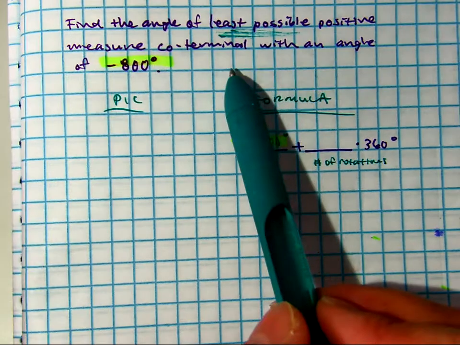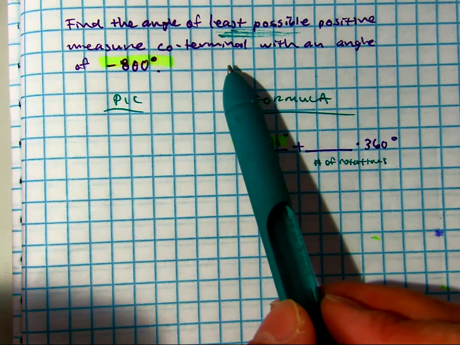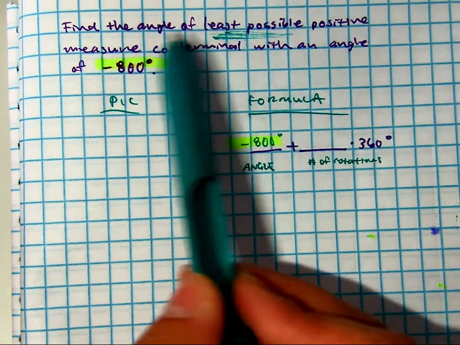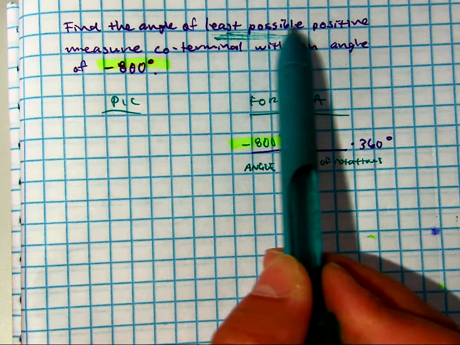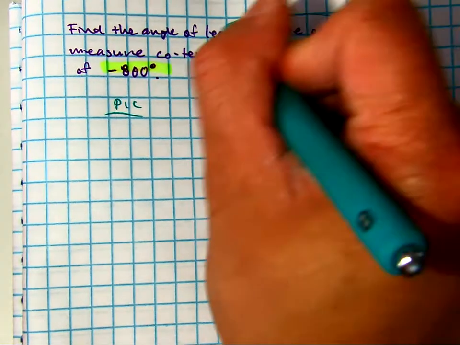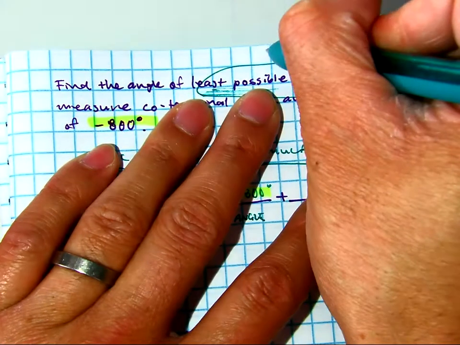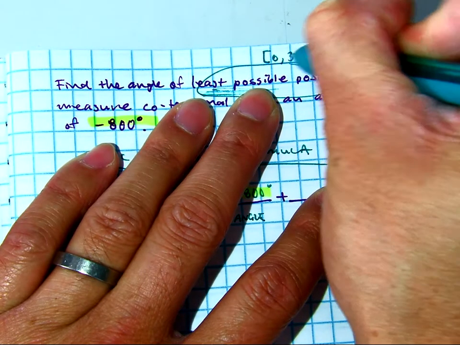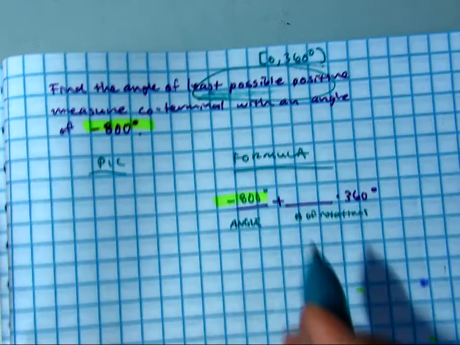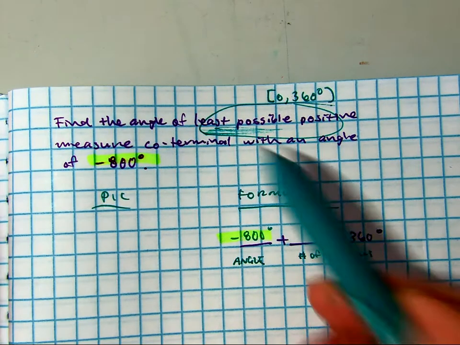So when it says find the angle of least possible positive, you basically want an answer between 0 and 360. You just need to figure out how many rotations. And how many rotations is that?